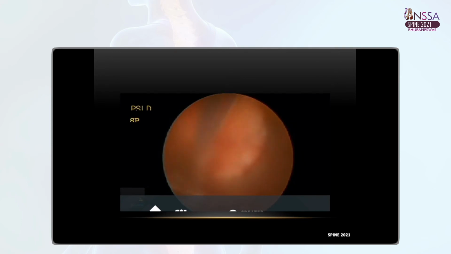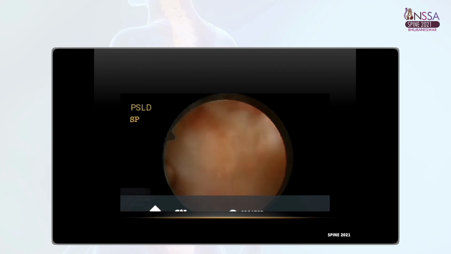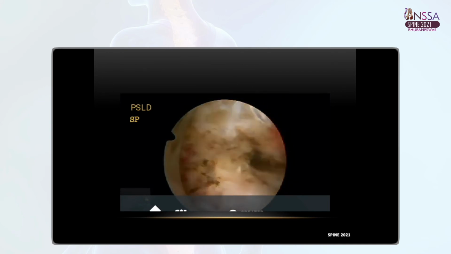The best part of the fully endoscopic system is that it is constantly under water irrigation, so the vision is significantly better. We use radio frequency coagulation that does not produce heat, so it can be used very close to the neural structures and even the dura. Here we are coagulating the small layer of muscle over the bone and over the ligamentum. It is being separated.